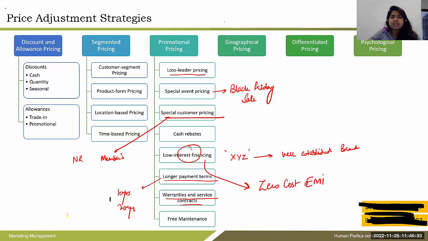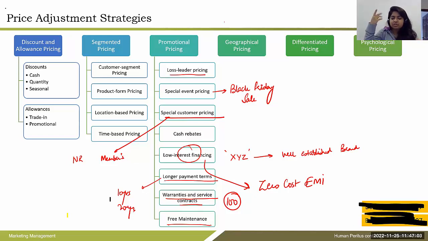Warranties and service contracts. If you buy it right now, in that 100 rupees that we're charging you, we'll give you a 1-year warranty also, or a service contract, especially when you are installing an RO, AC and everything. So the installation cost and the first year warranty for anything that goes wrong are included. Free maintenance means the service or maintenance is free for a certain period of time, not forever in life.